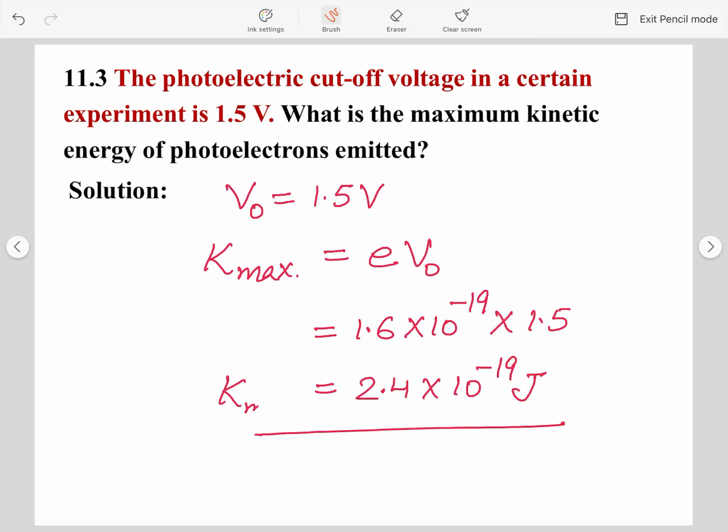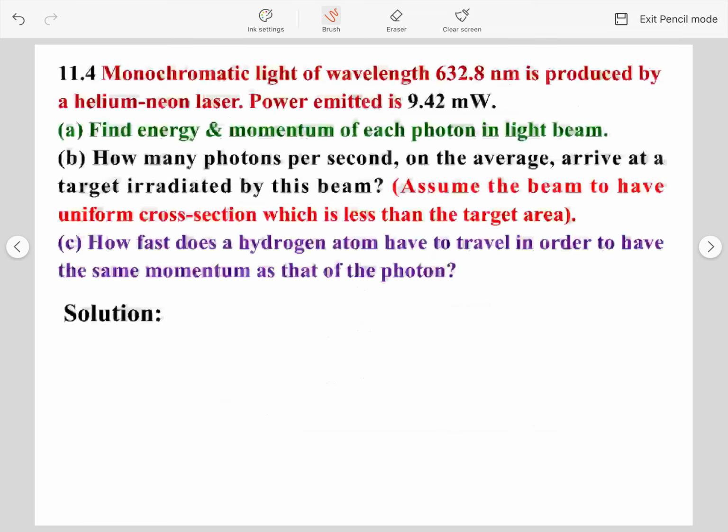What we calculated here? K max, maximum kinetic energy, and its formula is eV naught. Next question. This is question number 4. It is a little longer. Monochromatic light of wavelength 632.8 nanometer. So wavelength is given. Lambda is equal to 632.8 nanometer into 10 raised to power minus 9 meter is produced by a helium neon laser.